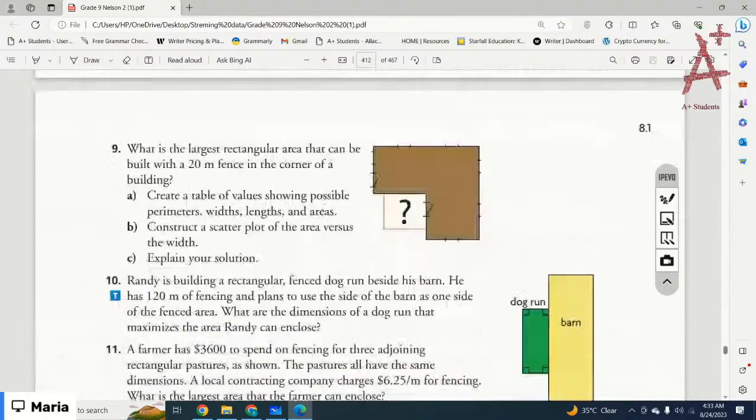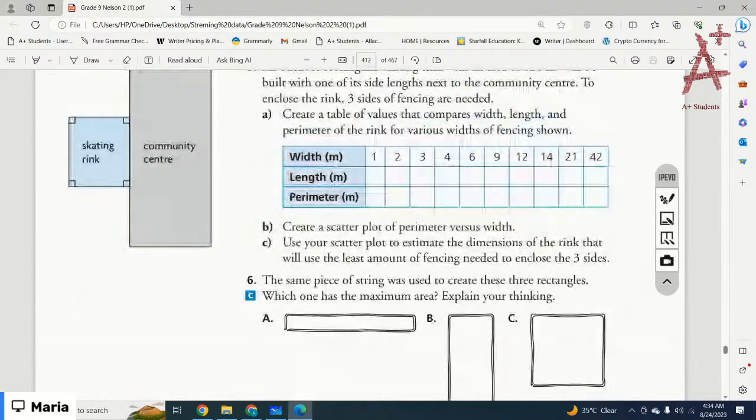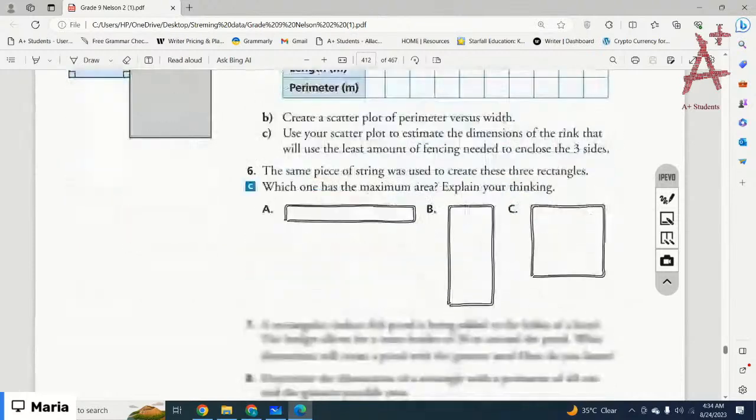Okay, let's just start with question number 9. Okay, what is the largest rectangle area that can be built with a 20-meter fencing in the corner of a building? Create a table of values showing possible perimeters, widths, lengths, and areas. Construct a scatter plot. Okay, you have to do the same as we did with the earlier question. You have to do it like question number 5, right?